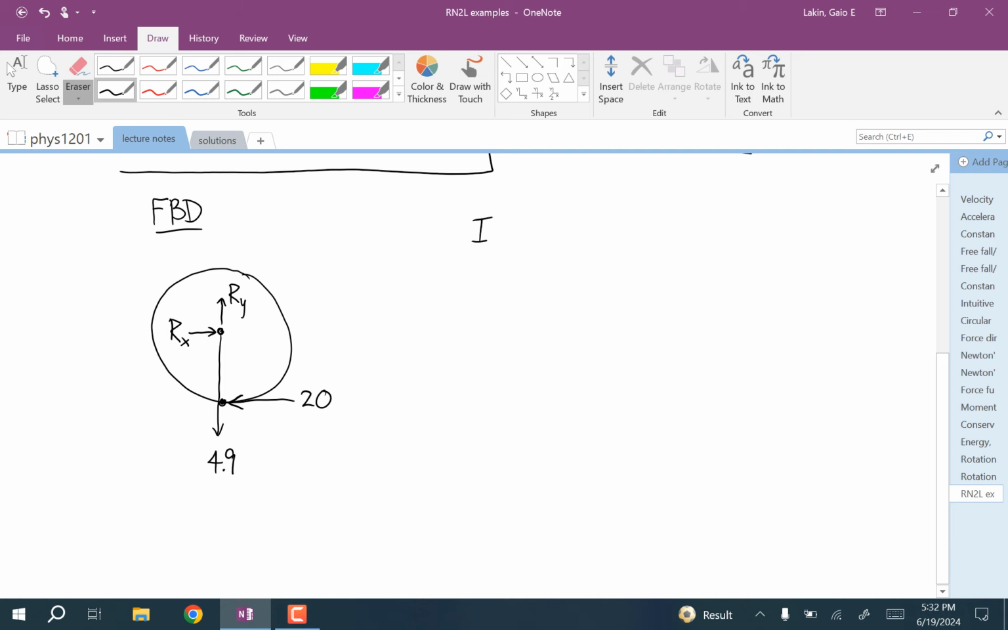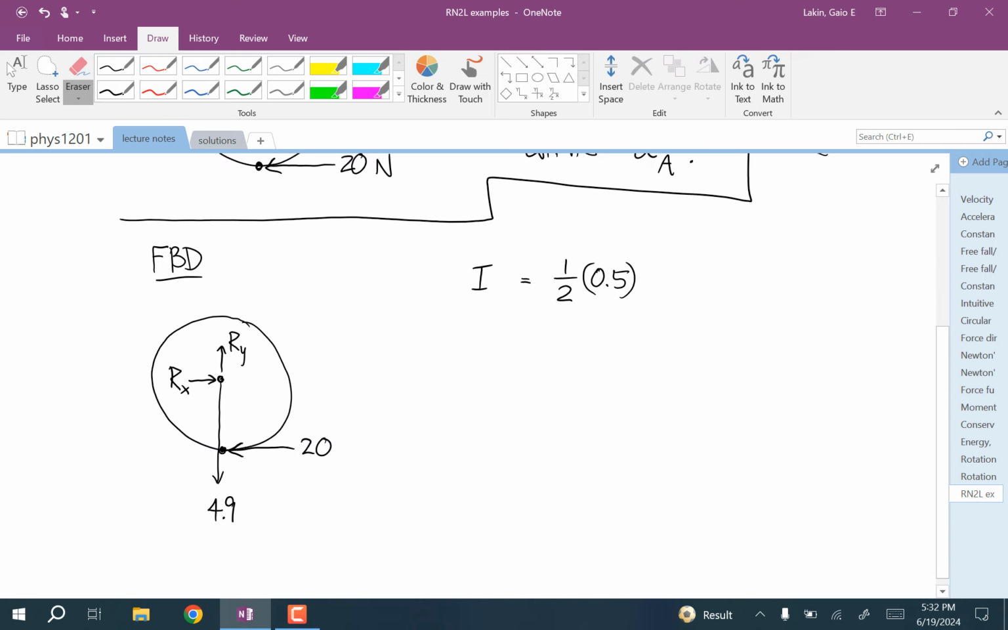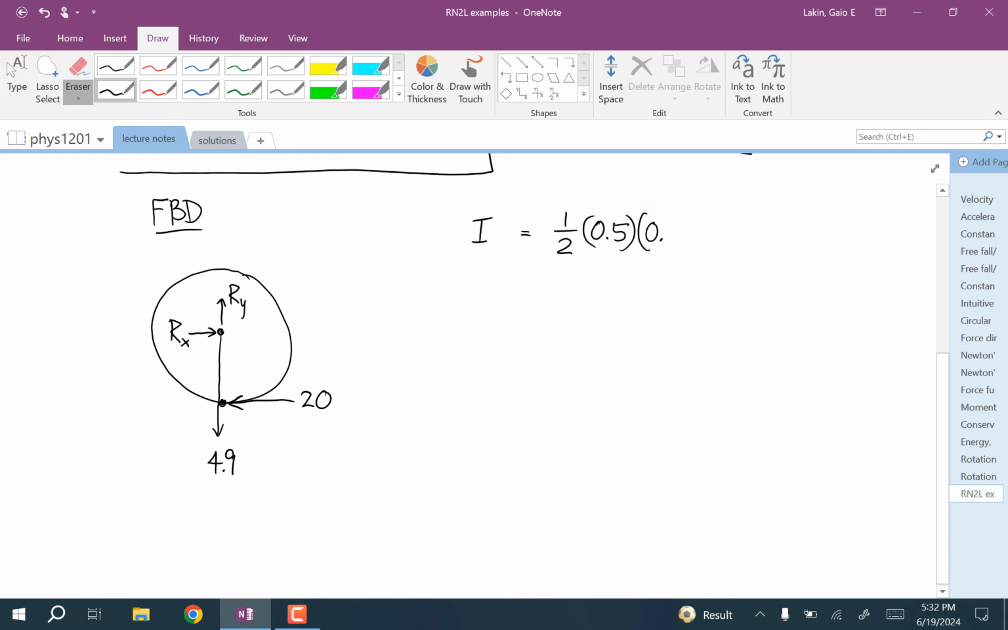The moment of inertia, we're doing this calculation about the center because that's where the hinge is. So this is going to be 1/2 times the mass times the radius squared. And that gives 0.0225 kilogram meters squared. So that's the moment of inertia.